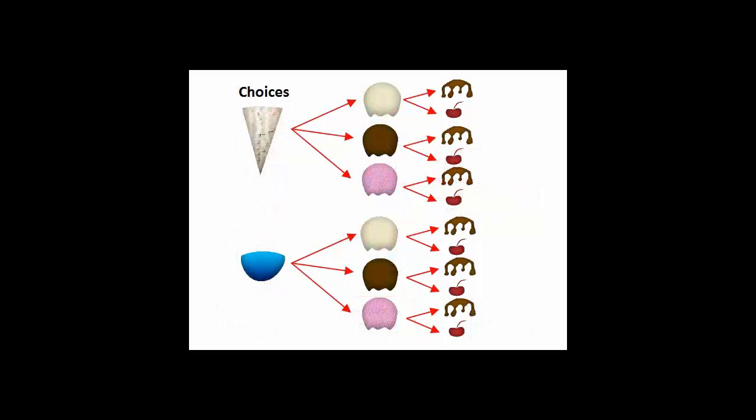Looking back at the visual tree diagram for Henry's choices, we can see that Henry has 12 different possible combinations for ordering the ice cream special by looking at the last column and counting the number of elements in that column. Once again, notice we have 2 containers, we have 3 flavors, and we have 2 toppings.